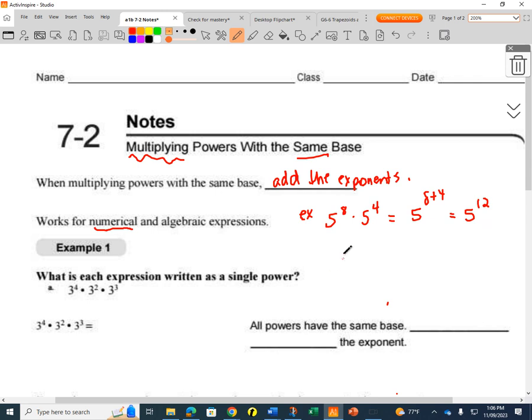If it's an algebraic expression, we're going to say it's y to the 6th power times y to the 8th power. The base is the y. It's okay. The base of an exponent or a power can be a variable. Y to the 6th power times y to the 8th power is equal to y to the 6th plus 8th power, and that would simplify to y to the 14th power. Any questions on that?